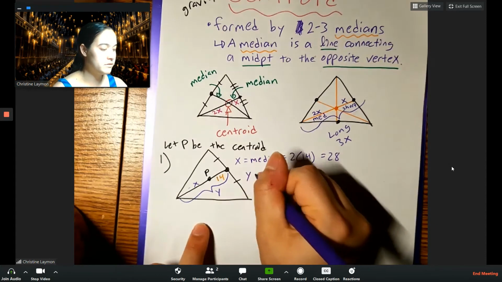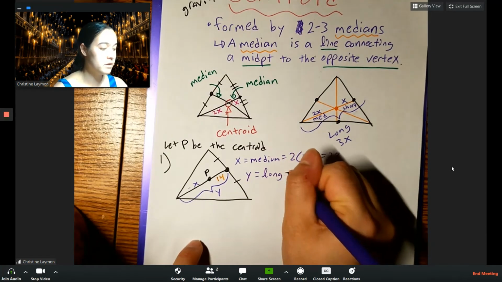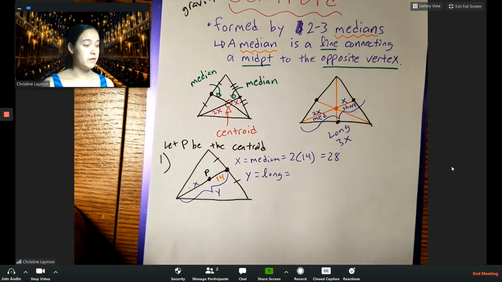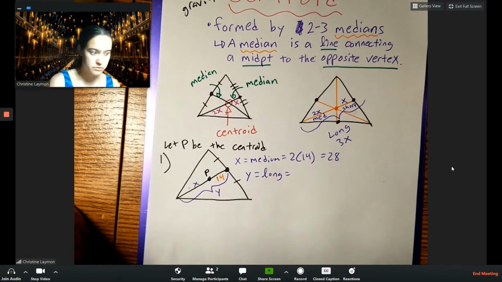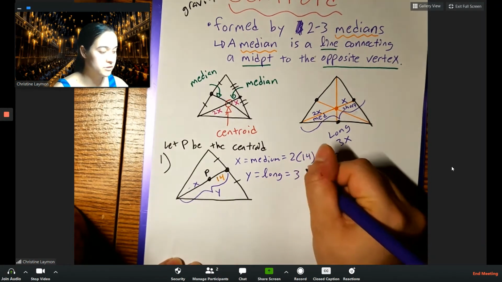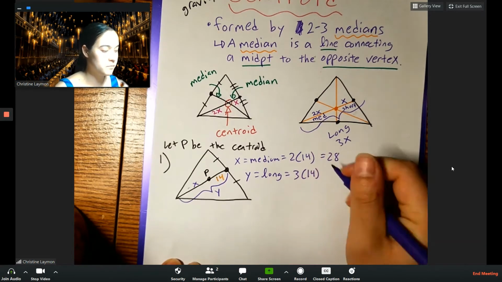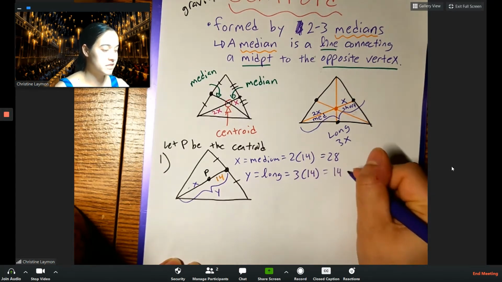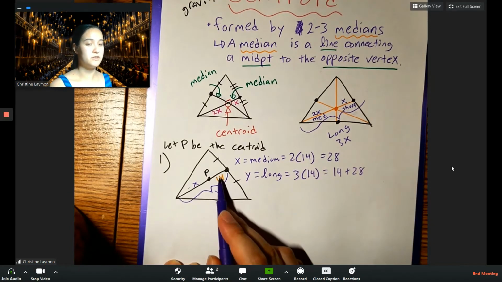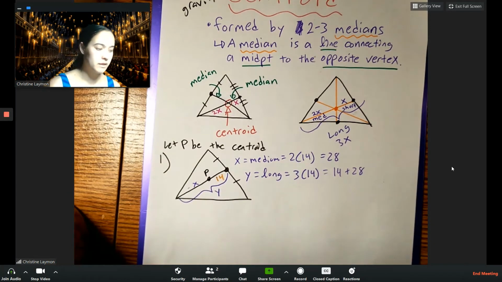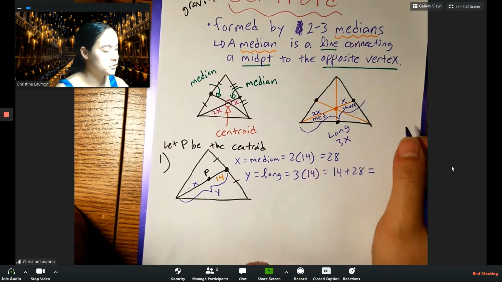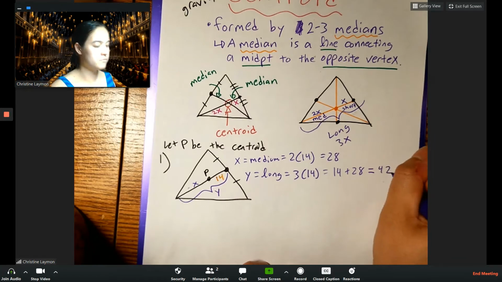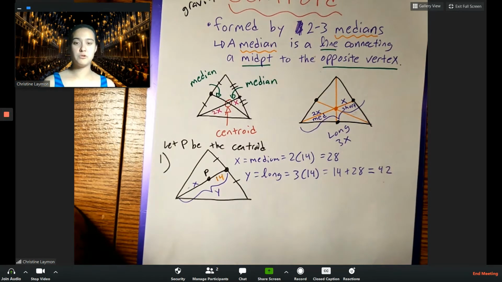Now y is the long. You can do 2 things to find it. You can either do 3 times 14, or you can just add together 28 plus 14. So again, I'll make both notes. You can do 3 times the short, so 3 times 14. You can also do 14 plus 28, short plus medium, to get the long. No matter what you choose, your end answer is 42. So your long value is 42.